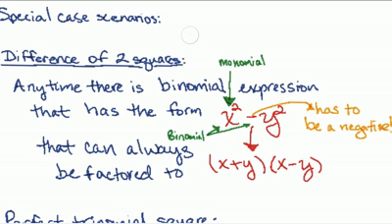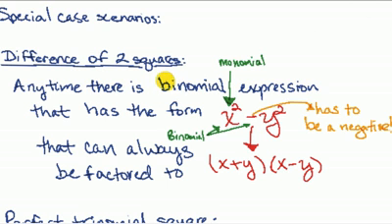Today we're going to be discussing the concepts of special cases of factoring. First one we're going to look at is a difference of two perfect squares. Now they don't always have to be perfect squares, as I will show you in the example videos, but for the concept purposes we're going to look at them as perfect squares.